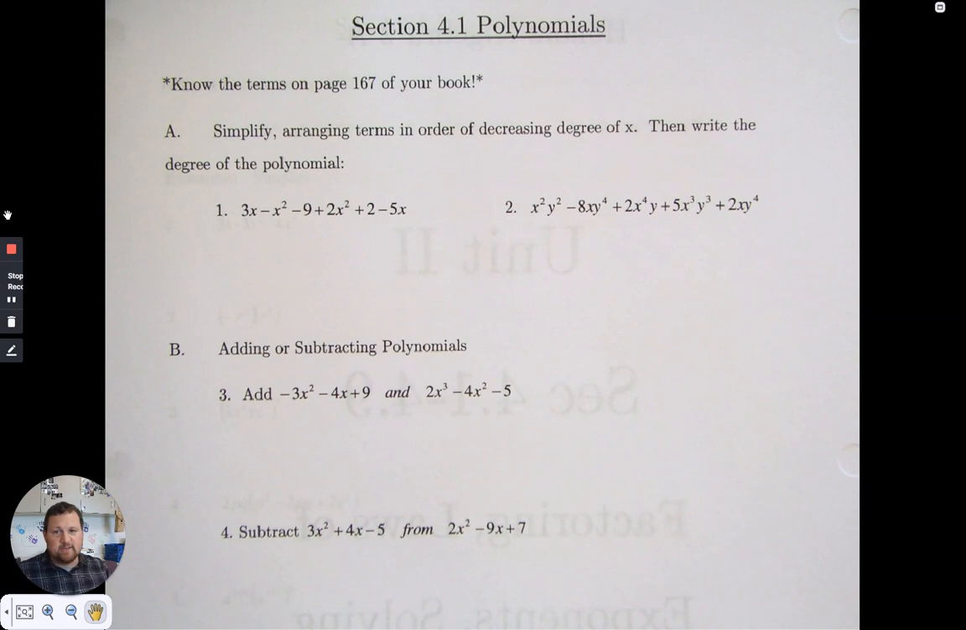Now, if you're following along in the book on page 167, they go through a lot of the terminology that we're going to talk about. They're going to give you definitions for things like constants and variables and decreasing and a lot of those types of words. So those are on page 167 in your book, so I would make sure that you're familiar with all those terms, okay? So we're going to start off here.